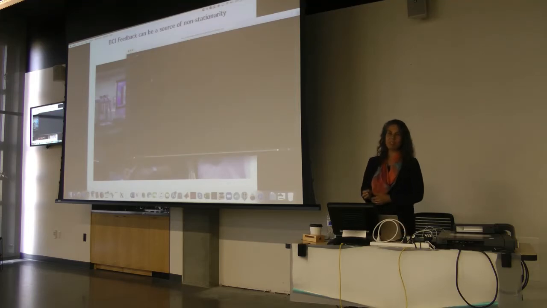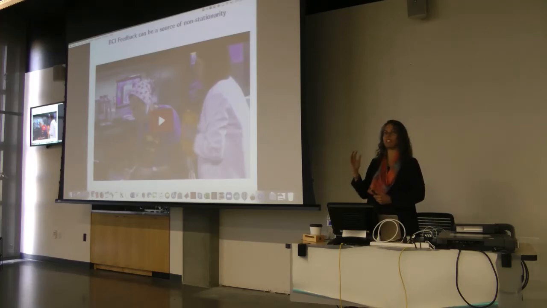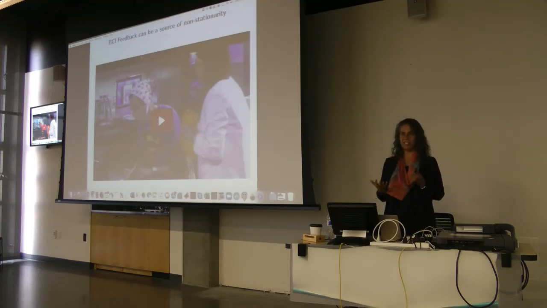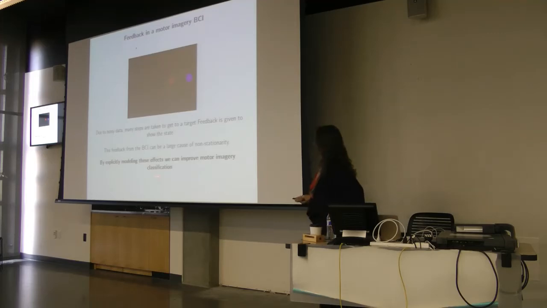So this is a humorous example, but there's actually some truth in there too, right? When you're recording EEG, you're recording the whole brain activity. And so any brain activity that's going on there could be detected in your EEG and therefore can mess up your signal. So we figured that by explicitly modeling these effects, or at least some aspect of them, we might be able to improve the motor imagery classification.